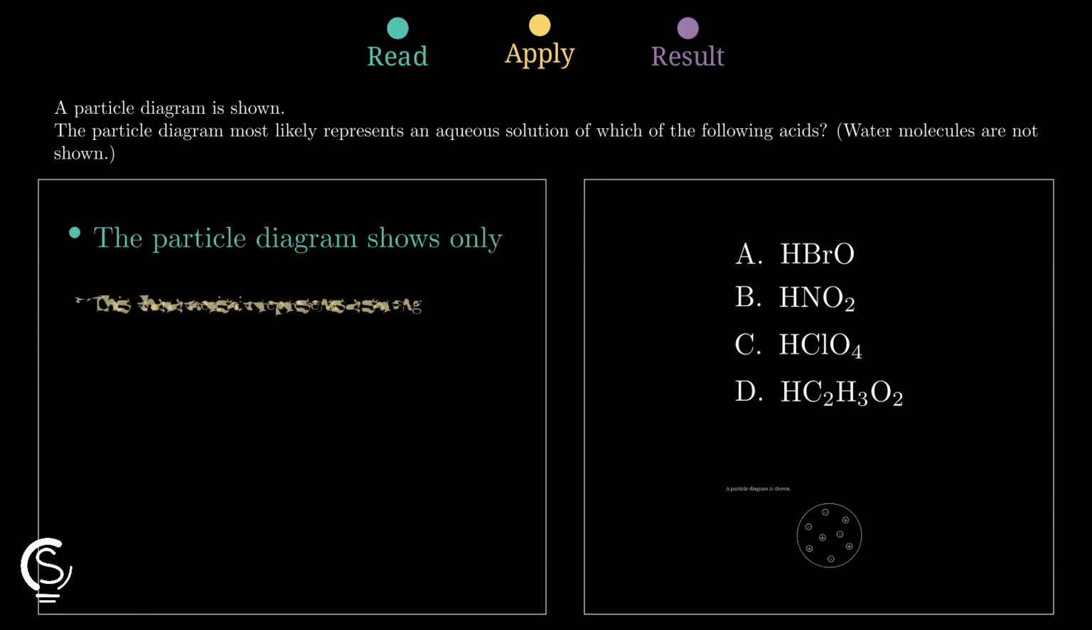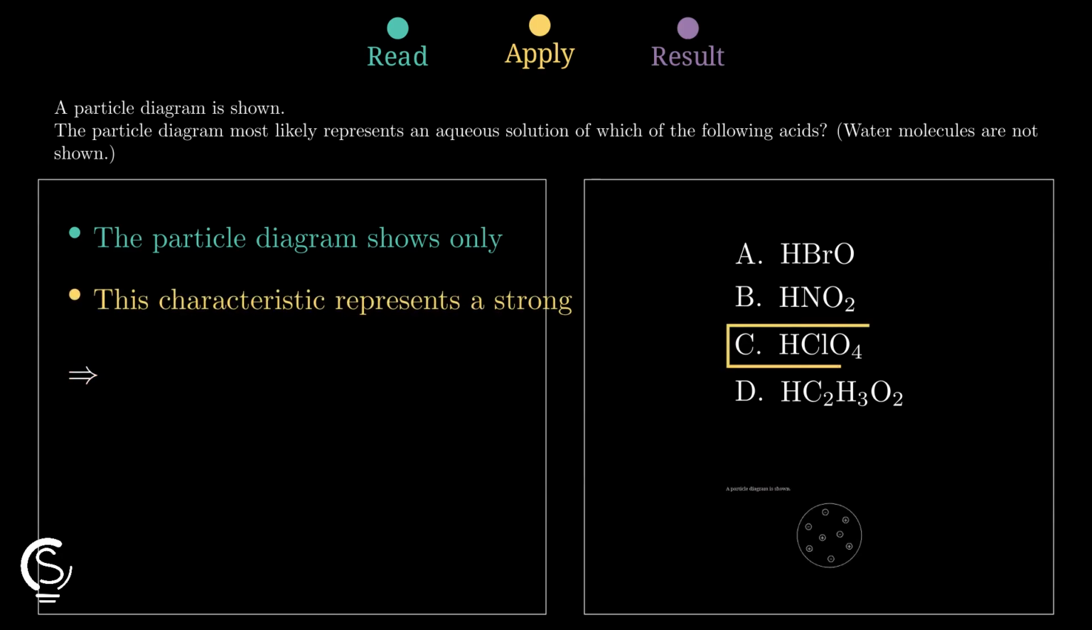Perchloric acid is the only strong acid provided. That makes option C our final winner. You mastered this chemistry concept like a pro.